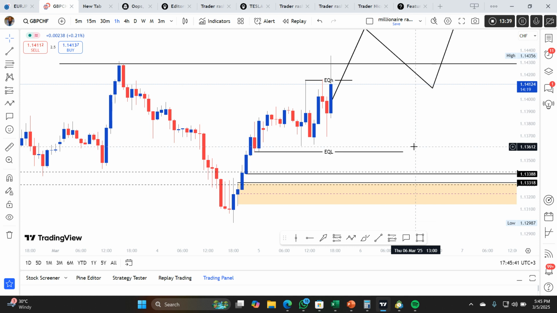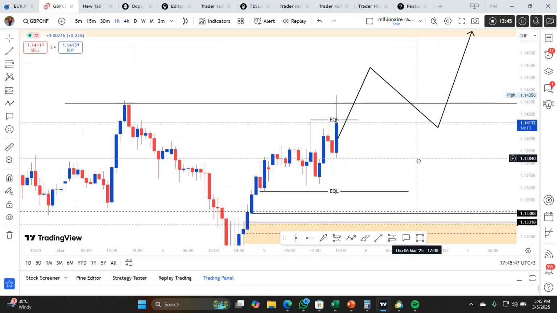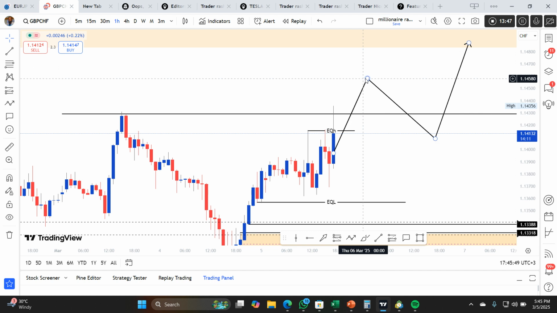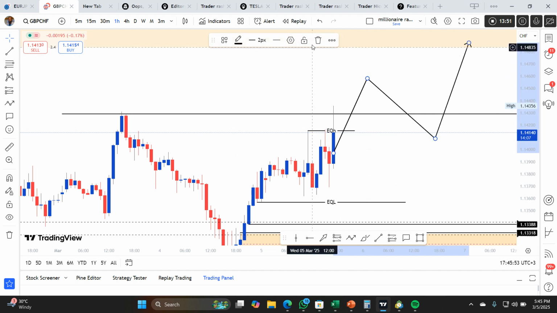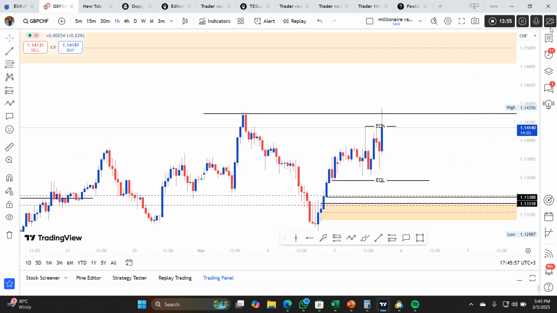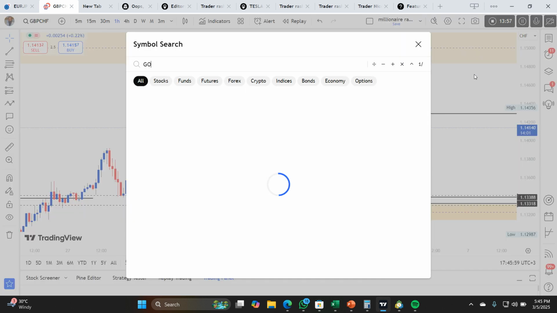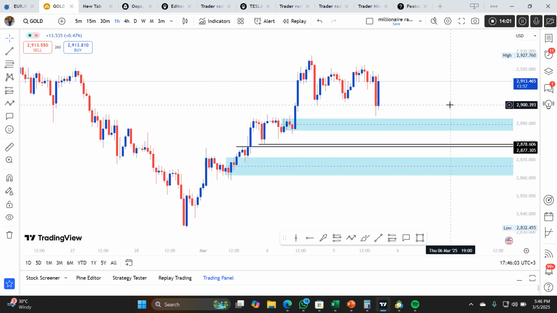But again, remember, if it does not come to the downside, that's still going to be good. We are going to be looking for the market to break above, come to retest, and then continue to go to the upside. That being said, we want to keep things very simple. Now, last but not least, we are going to be looking at gold.